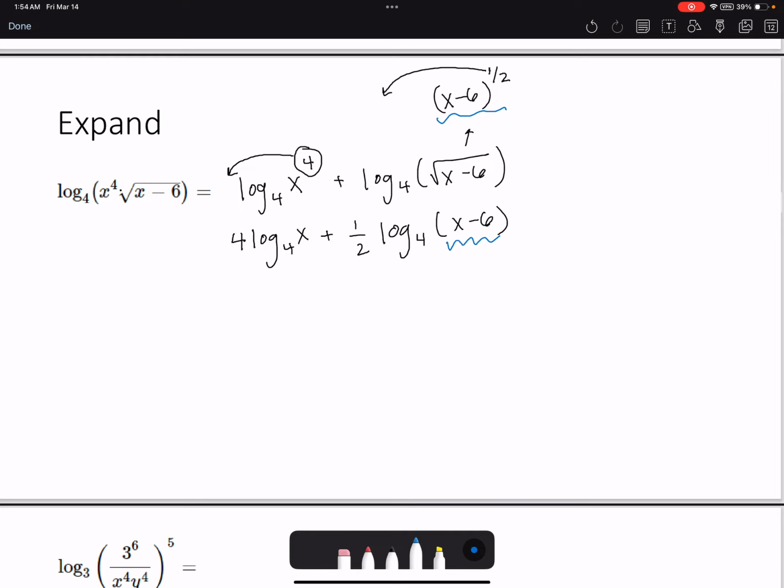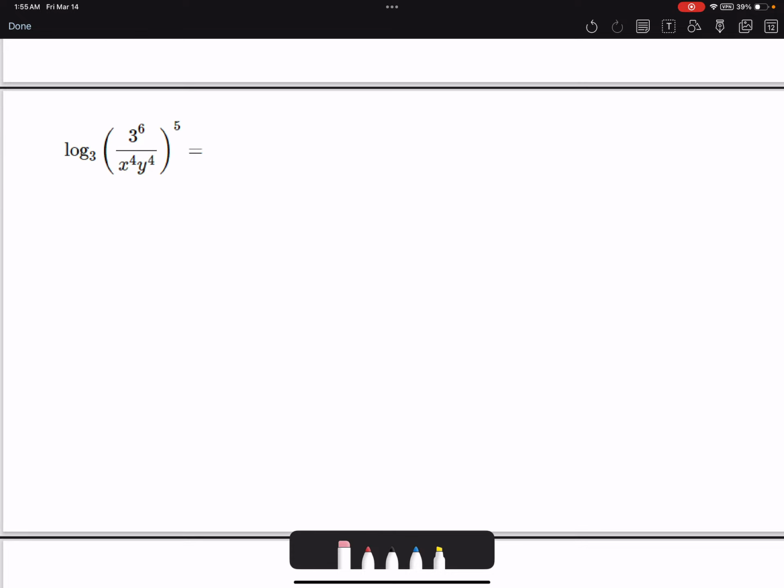And then this needs to stay in parentheses because it's log base 4 of the whole thing, not just log base 4 of x and then minus 6. So if you wrote 1/2 log base 4 of x minus 6, this means something different than with the parentheses right here. So you've got to make sure that you write it in parentheses. And I'm just going to erase that so it's not confusing. Okay, go ahead and try this one. Pause the video and then come back.